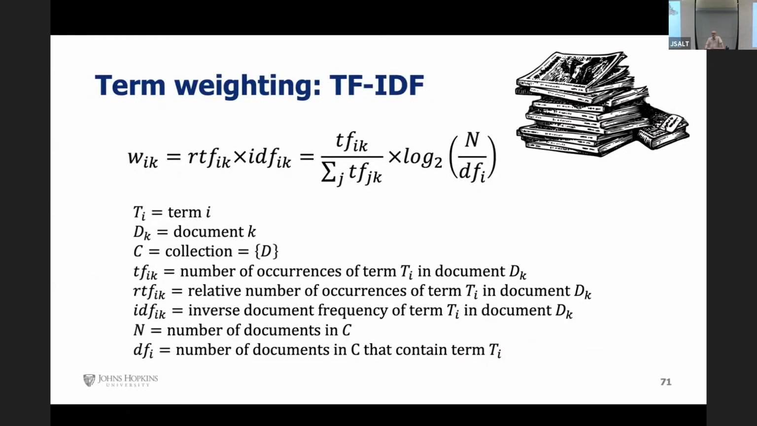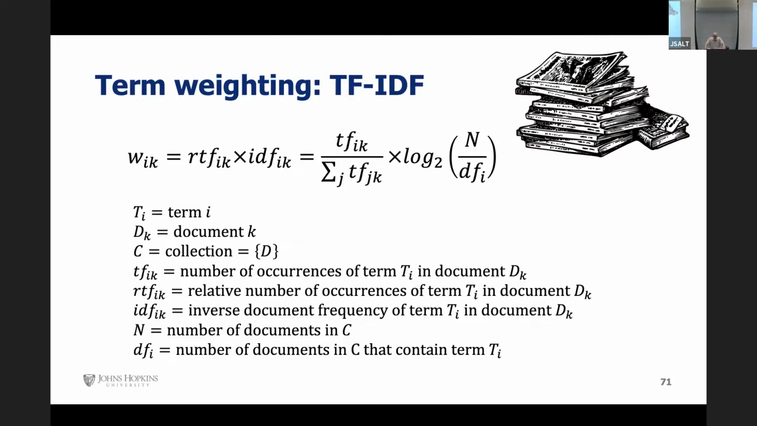The most common way this is used is what's called TF-IDF. And if you look anywhere in the information retrieval literature, you will see this term TF-IDF. This simply means the product of the term frequency and the inverse document frequency. So the term frequency, remember, is the number of occurrences of a term in the document. And the IDF is what we just talked about.